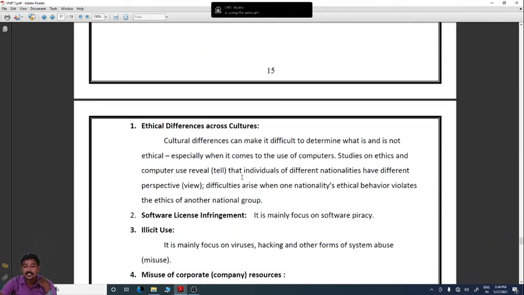Okay, so the first one is ethical differences across cultures. We know that cultural differences make it difficult to determine what is ethical, and everyone has their own ethics. So whenever you use your computer, we have to define which behaviors are acceptable and which behaviors will be called violations. We have to define the proper ethical behavior inside the organization.